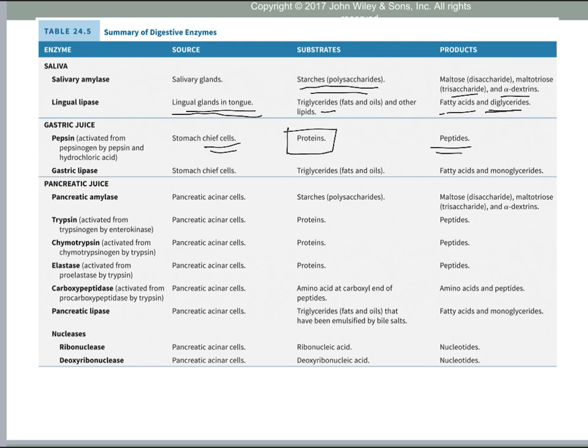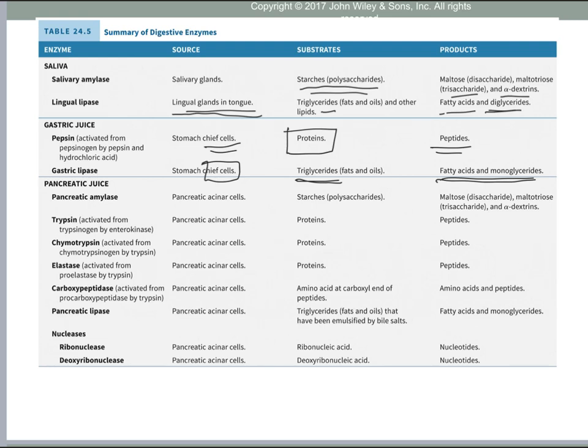That brings us to gastric lipase. So again, we're seeing more fat from the chief cells of the stomach. So chief cells, we're breaking down triglycerides, fats, and oils. And our product is going to be fatty acids and monoglycerides.